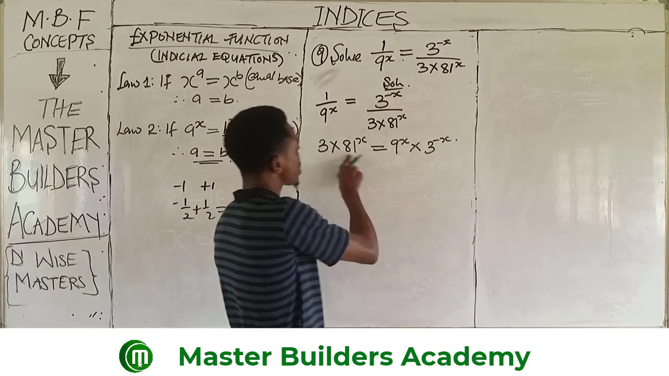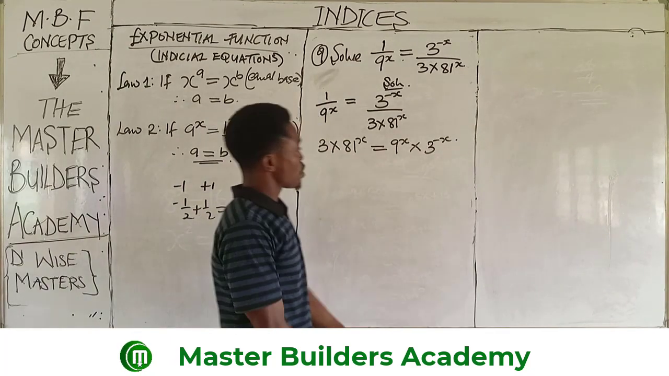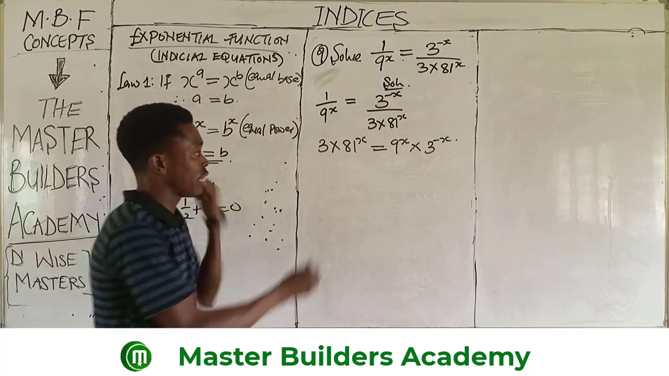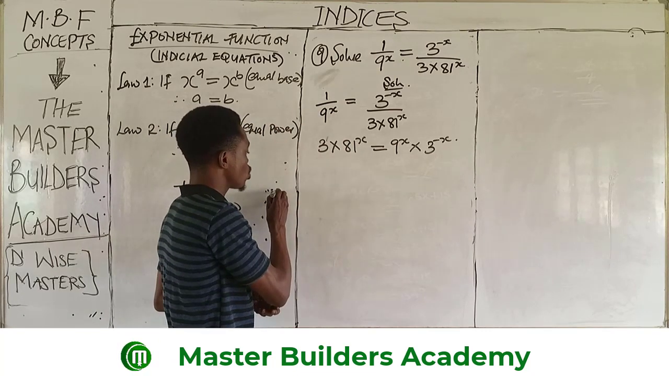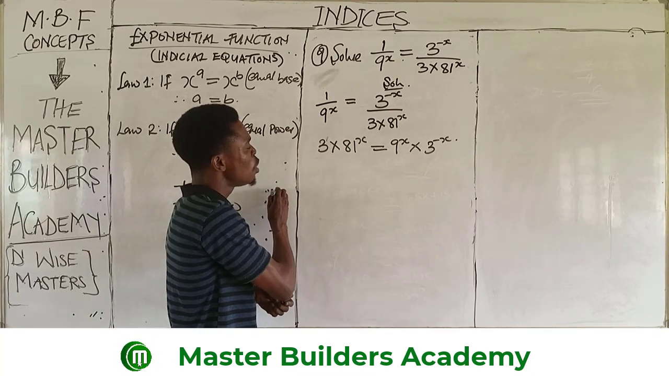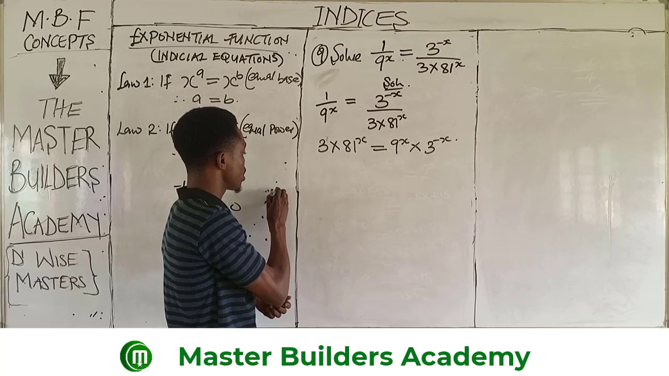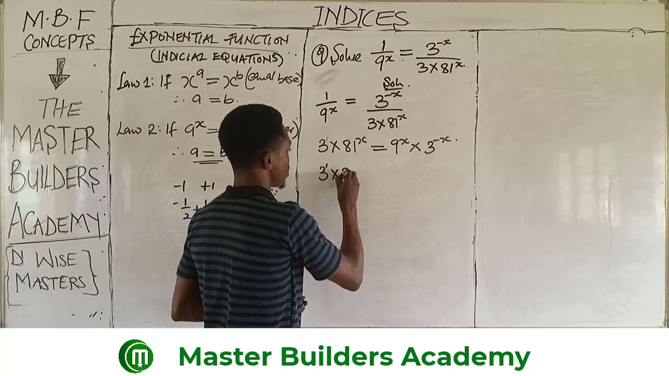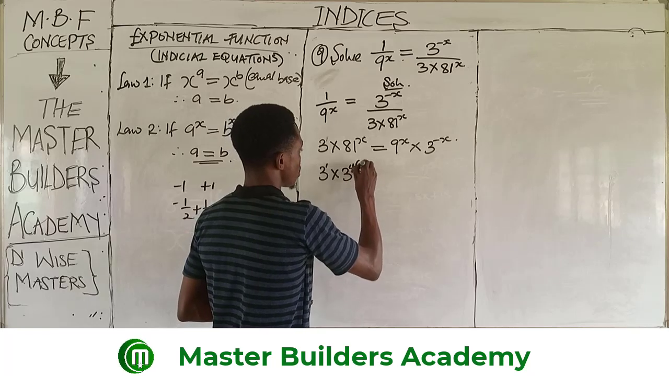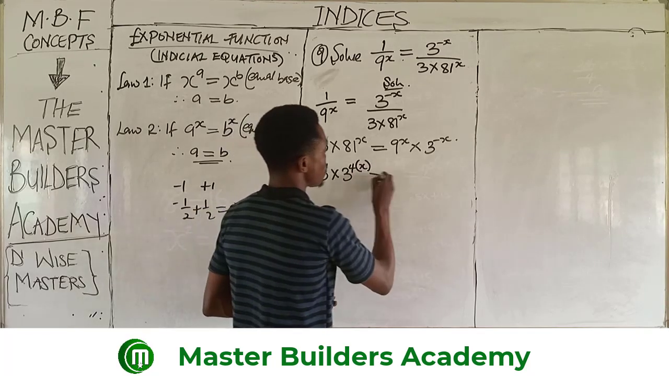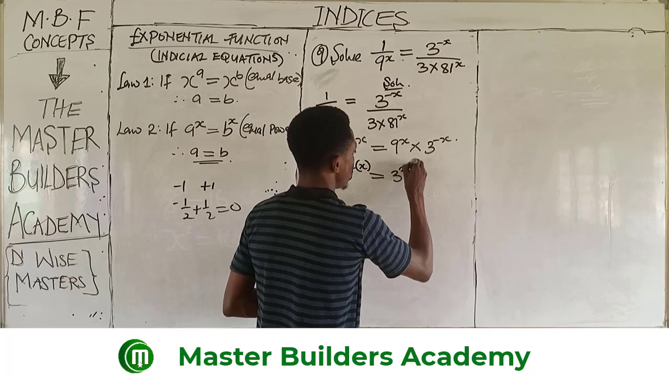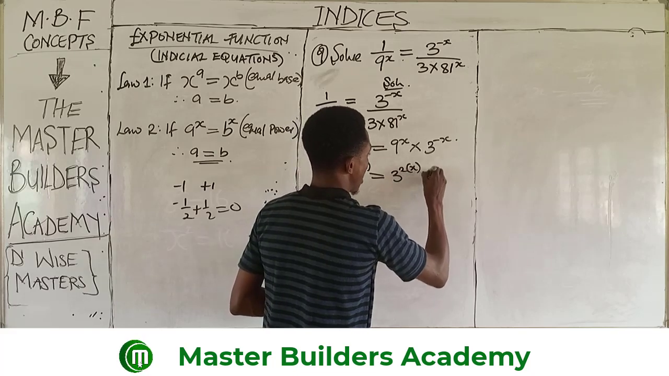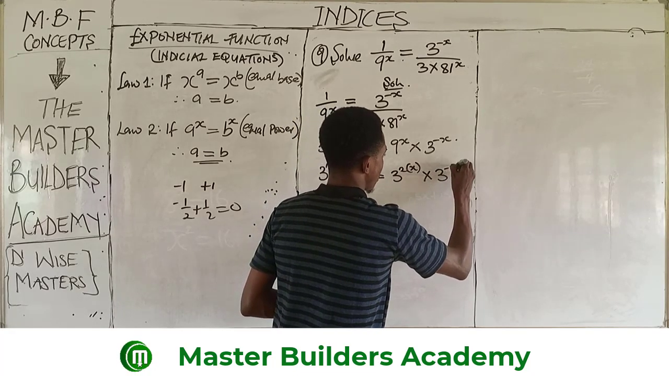To the left hand side we have 2 terms, and to the right hand side we have 2 terms. And the least base here is 3. So let's see if we can reduce 81 to base 3. Of course, it is possible to reduce 81 to base 3. That would have given us 3 raised to the power 1 times 3 raised to the power 4x, since 3 raised to the power 4 is 81. Then for 9, 3 raised to the power 2 is 9, times 3 raised to the power minus x.